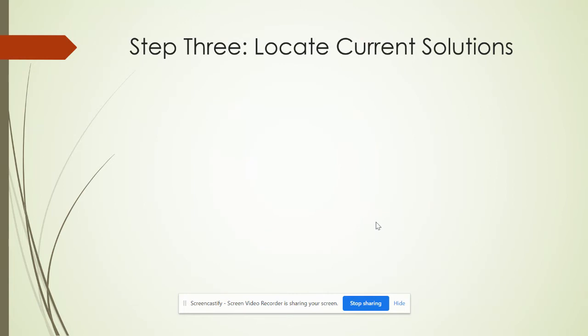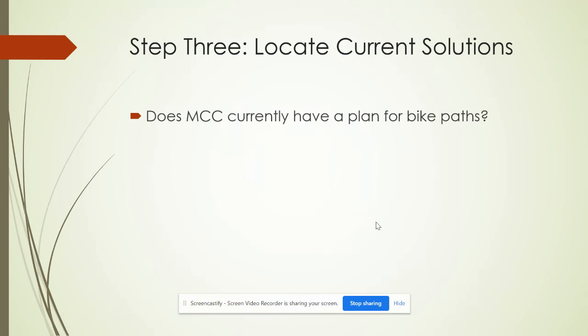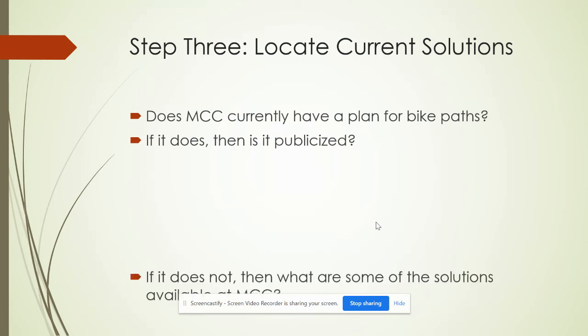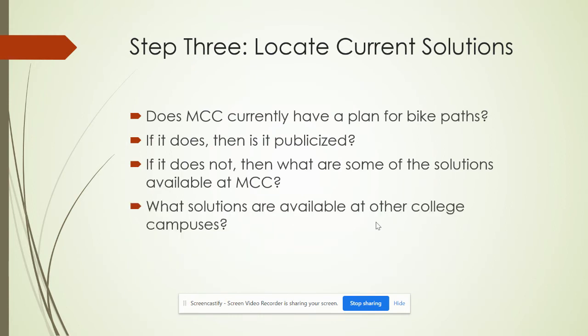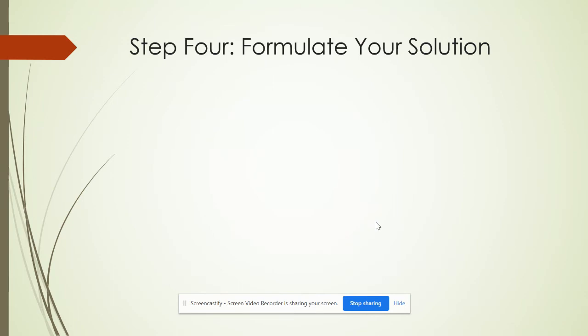Step 3, you want to locate the current solutions within your research. Does MCC currently have a plan for bike paths? Now I could look at the website or Buildings and Grounds, for example. If it does, is it publicized? If it isn't, then that's a problem. Okay. What are some of the solutions available at MCC? I might want to again ask someone from MCC, someone from Buildings and Grounds, or someone from Student Services. What solutions are available at other college campuses? And how can those solutions potentially be implemented into MCC?